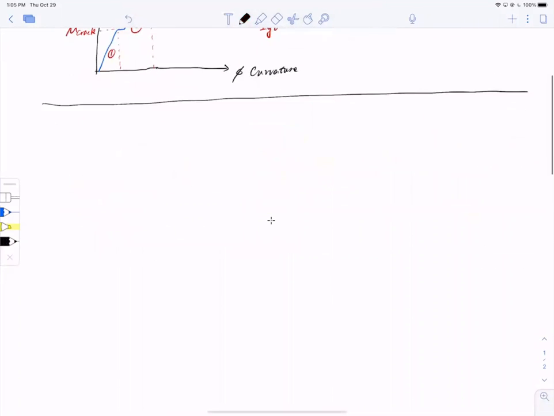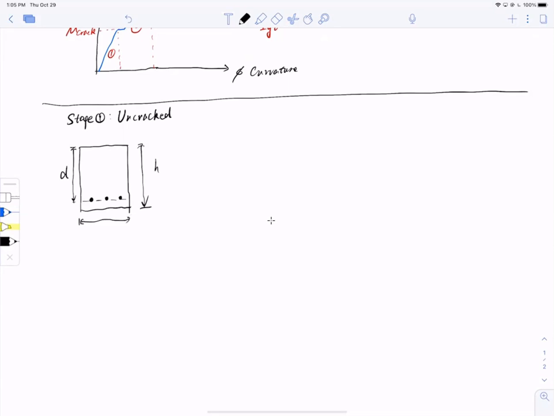Okay, so with that, let's take a look at what we talked about last time. We said we have a section, and here is stage 1. This is for stage 1, and this is uncracked, right? Nothing is cracked. And then we have bars like this, and they have a depth, a height that goes this way, and a width like here.